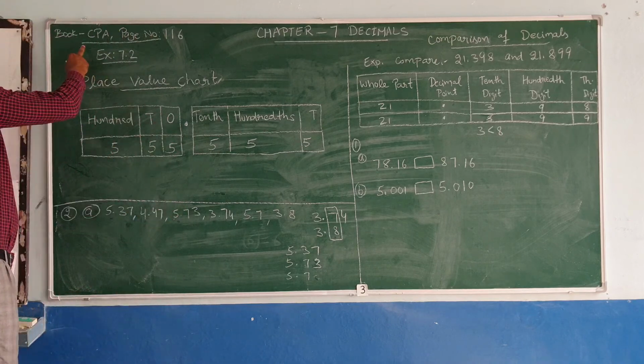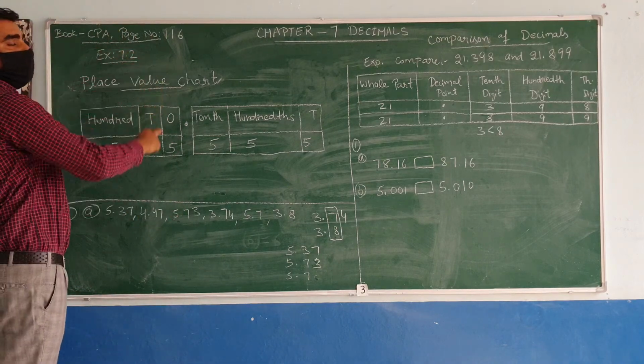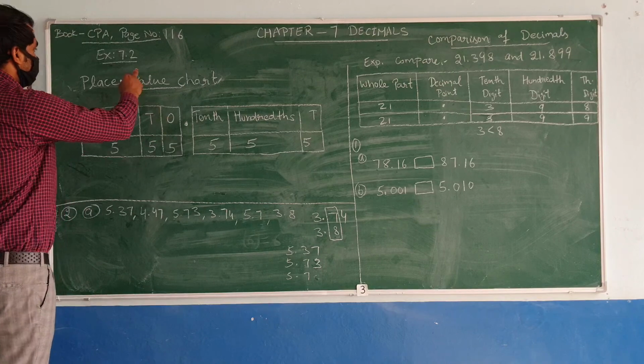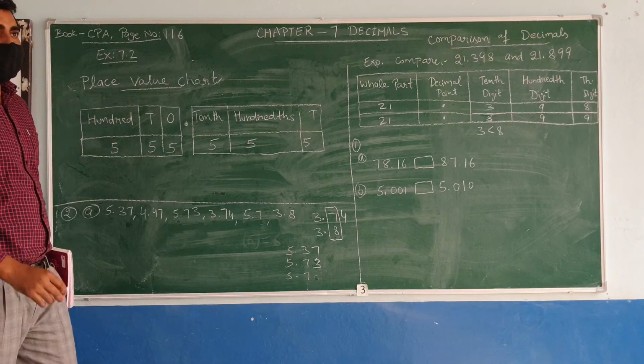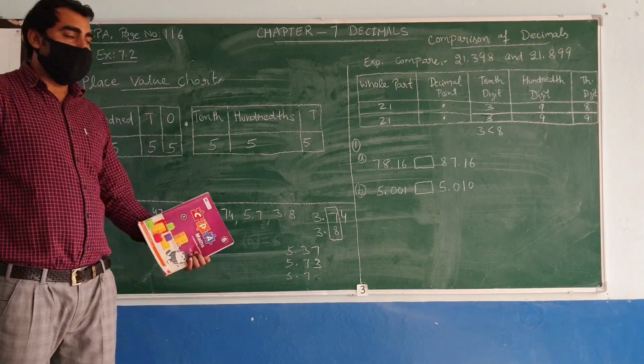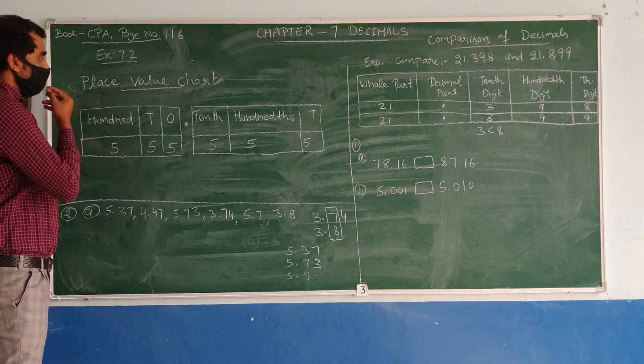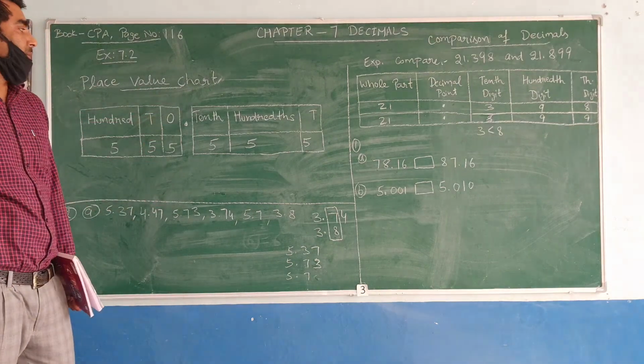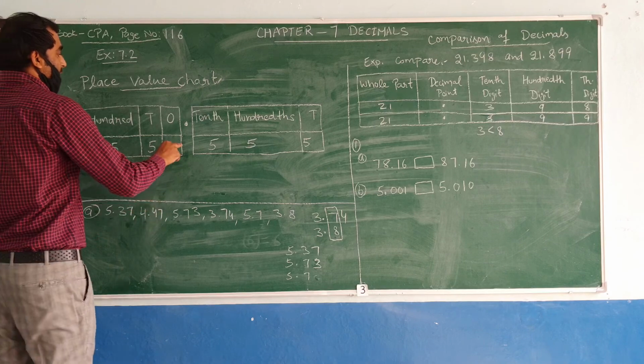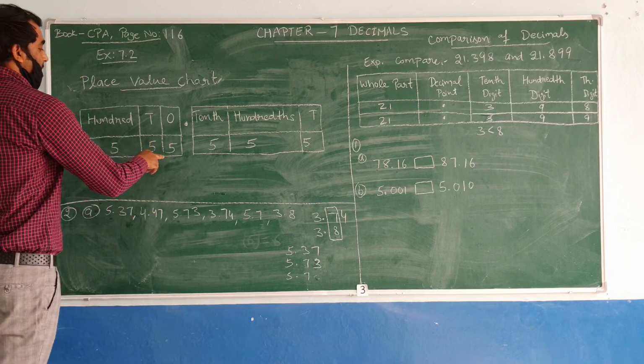Okay? From book CPA, page number 116, Exercise 7.2. Actually, in Exercise 7.1, we have done the place value chart. So, what was in the place value chart? Actually, this is the question.